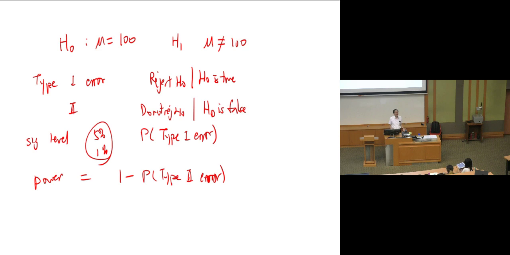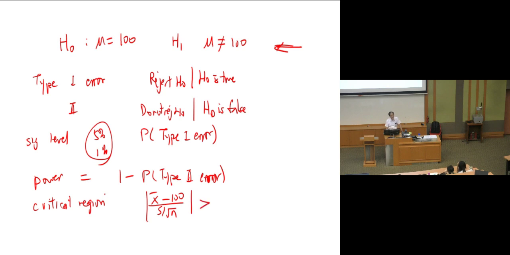And finally, how do we make the decisions? We are going to make a decision based on two approaches. One is called the critical region approach. The idea is similar to the confidence interval. For example, looking at this hypothesis, we decide that if the absolute value of (x bar minus 100) over (s over root n) is bigger than a certain number, what is this number? The number may be t n minus 1, 0.025. So this is our decision rule.